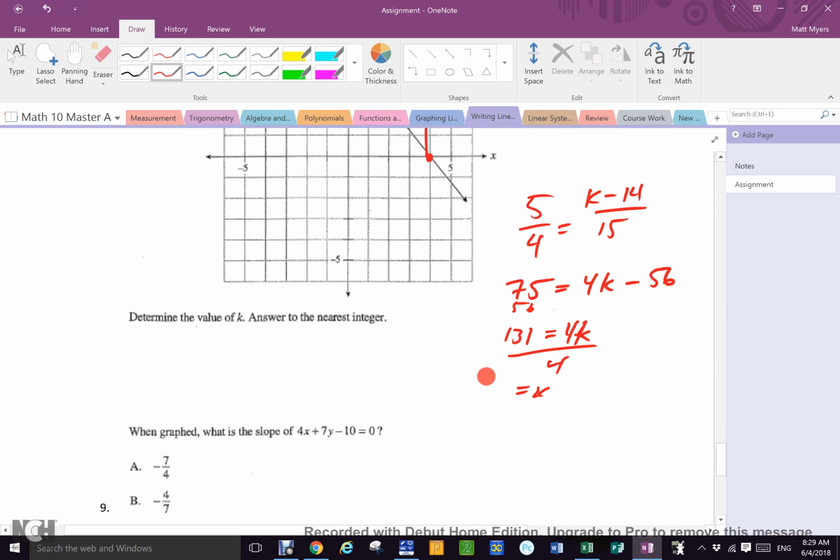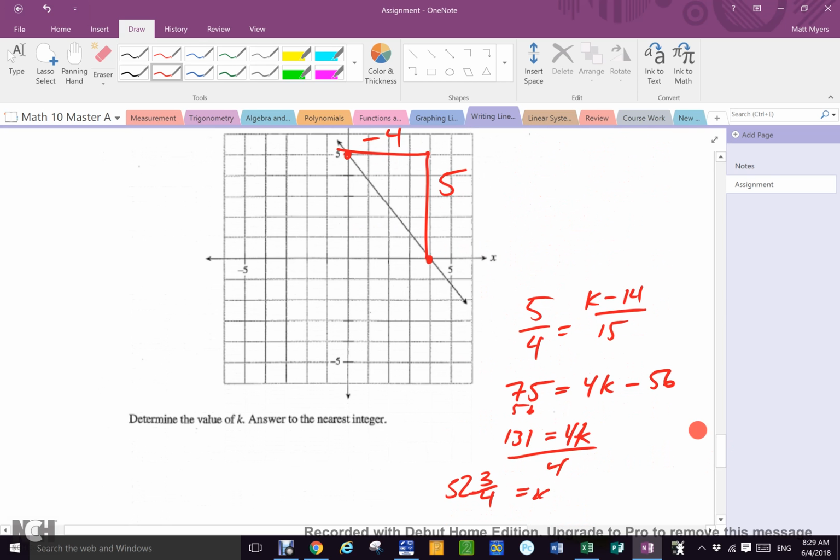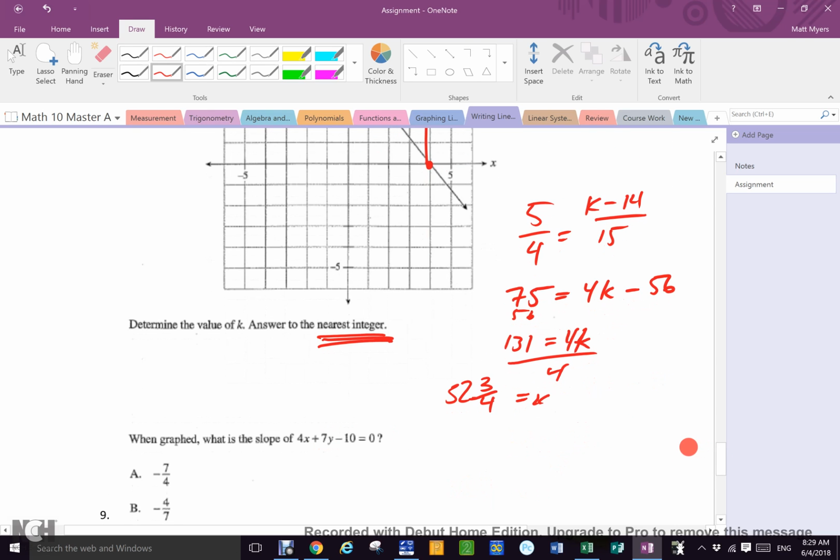Pardon me? Sure. 32 3/4. Thank you. Sounds right to me. Oh, to the nearest integer. So what would it be? What's the nearest whole number to 32 3/4? Assuming I did it right.